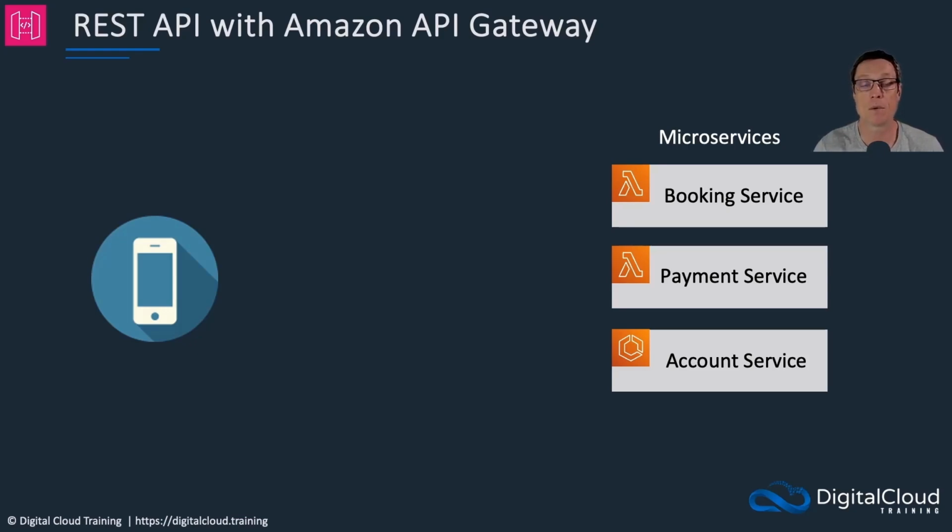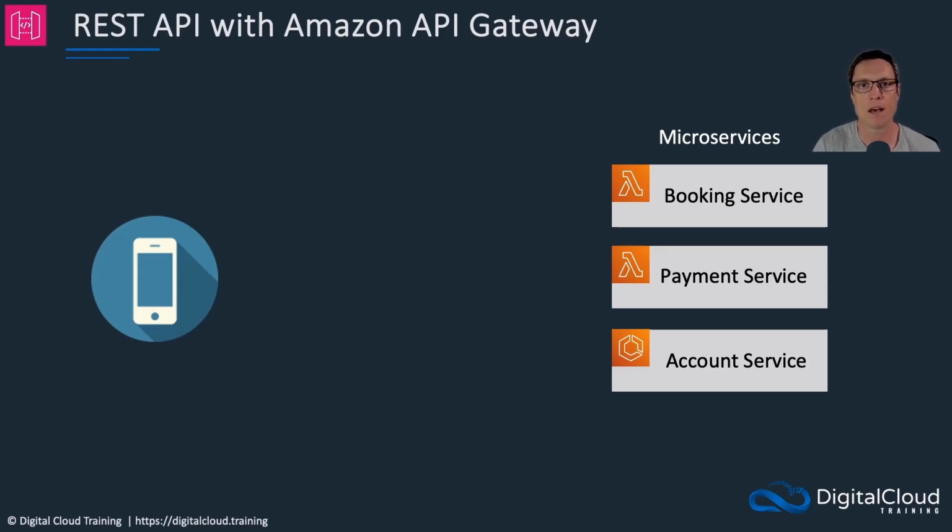On the left-hand side, we have a mobile application. So users on the internet with their access via a phone have their mobile application. And that mobile application needs to do things like viewing existing bookings for the customer, submitting new bookings and using the payment service to accept the credit card and pay for the service, and then the account service where they might be able to look at previous orders, get some help, things like that. So we've got these different microservices.